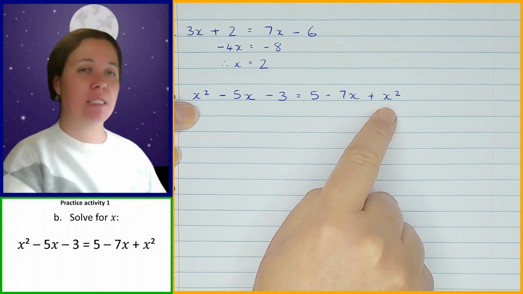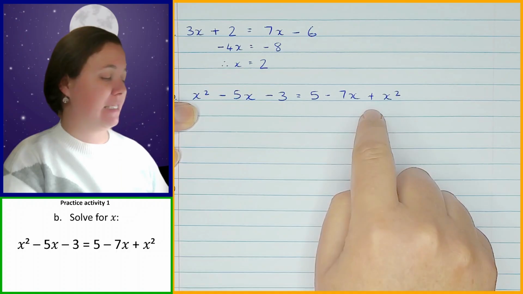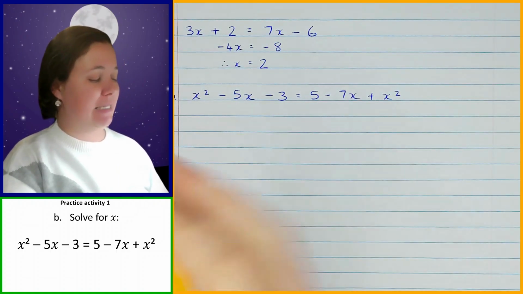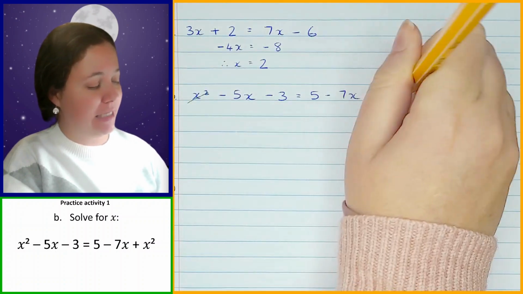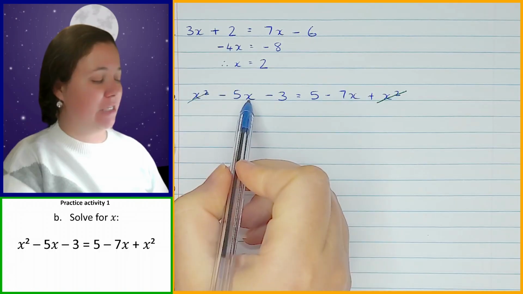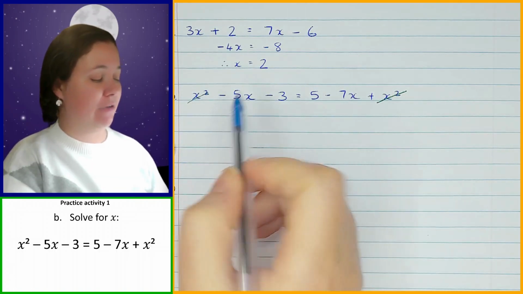So first of all, the x squared, if I move this one and get rid of it, I'm going to subtract x squared over here. That means I'm going to subtract x squared on this side, and it's going to end up cancelling out on both sides. So I don't have any x squareds left. Then my x's, I've got negative 5x over here. I'm going to add 7x. To get rid of it on this side, I have to add 7x on both sides.